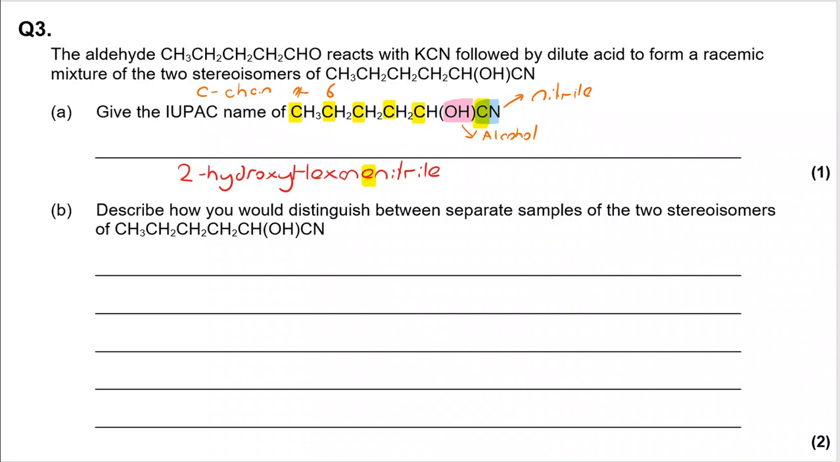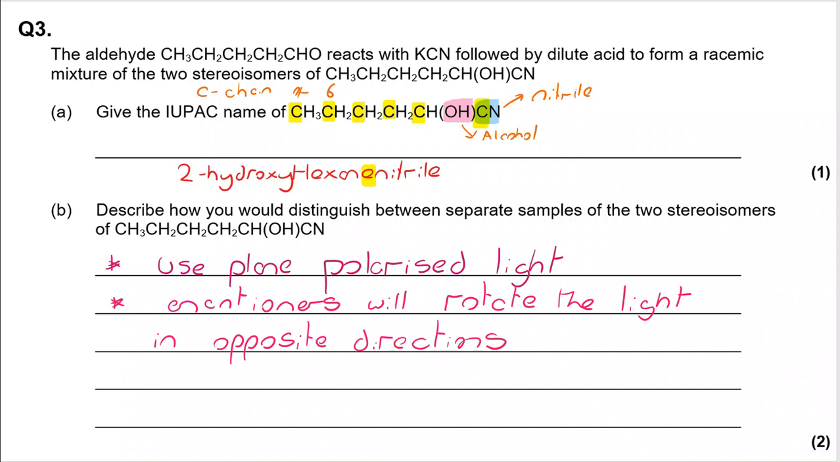Okay, what could you do to distinguish between 2 separate samples of stereoisomers of what we've made here, of our nitrile alcohol? Well, when you are distinguishing between optical isomers, you use plane polarized light. And there's a really important word to include in this explanation. The enantiomers will rotate the light in opposite directions. Won't bend them, won't turn them, won't move them. It will rotate the light in opposite directions. More specifically, one will go clockwise and one will rotate anti-clockwise.